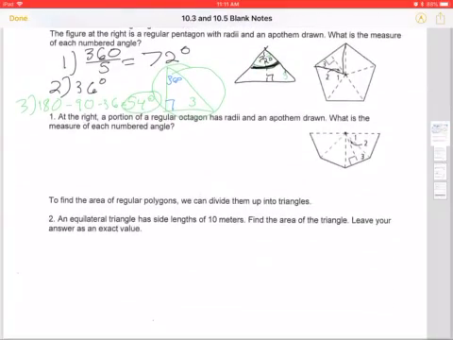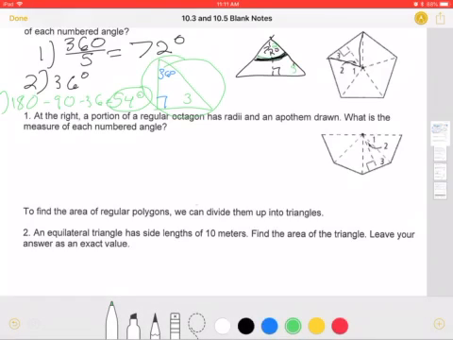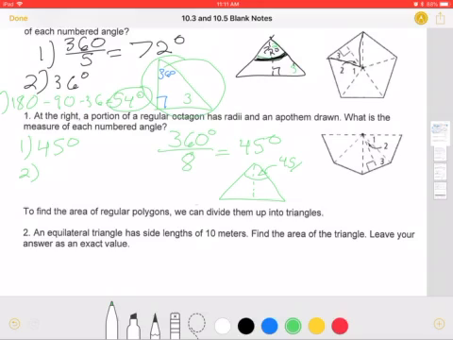We can do the same thing for a regular octagon. Maybe pause the video, try this one out. Well, I know that for one of these triangles, if I took 360 and divided it by the number of sides, so 360 divided by 8, that'd be 45 degrees. So that would be for angle 1. And for angle 2, again, redrawing this, the apothem bisects 45 degrees. So this is going to be 45 over 2. So what's that, 22.5?